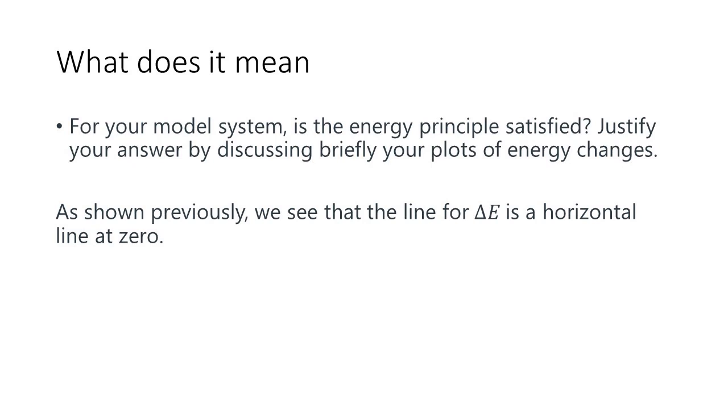So what does this mean? For my model system, is the energy principle satisfied? Justify your answer by briefly discussing your plot of energy changes. As I observed in my previous plot, with all my delta K, U grav, Us, and delta E, we could see that delta E was a constant 0. Delta E is a horizontal line at 0. Thus we can say that the energy principle is satisfied.